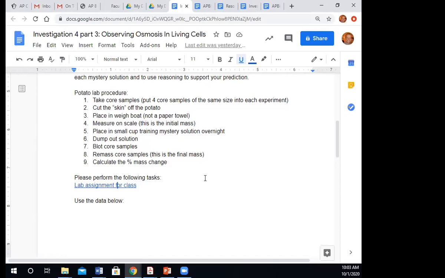Now you want to be kind of careful and economical with your potato. Why is that? Why do you want to have all of your samples ideally from the same potato?